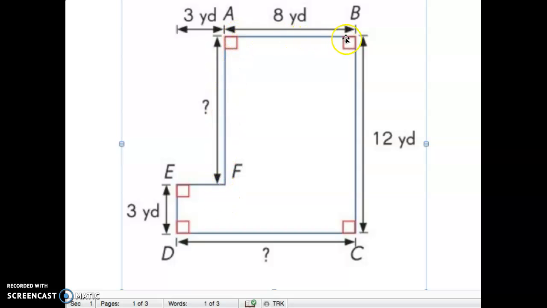Then I need to go up here, and I see that the length of this line is 8 yards, and the length of this line here is 12 yards. Well, 12 times 8 is 96. So this rectangle, the bigger figure, has an area of 96, and this square has an area of 9 yards. If you put the 96 yards and the 9 yards together, you get 105 yards. The area of this composite figure is 105 yards squared.